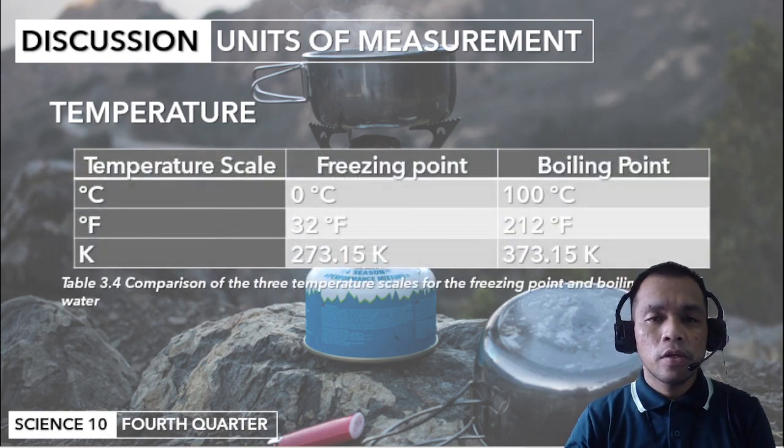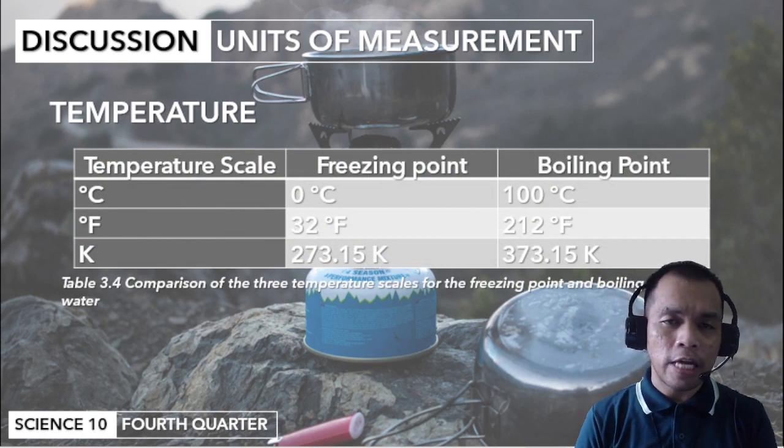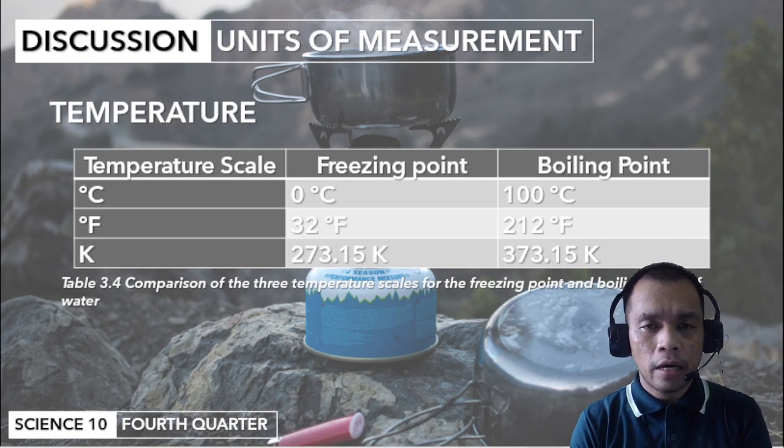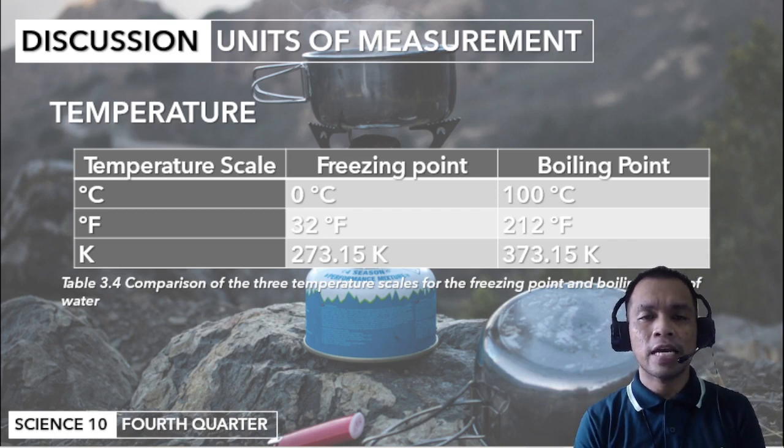So, let us look at this table. It's a comparison of the three temperatures. So, we have Celsius, Fahrenheit, and Kelvin.